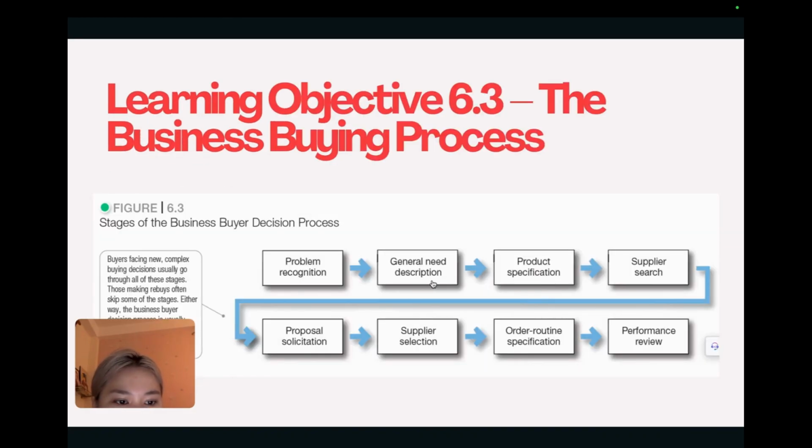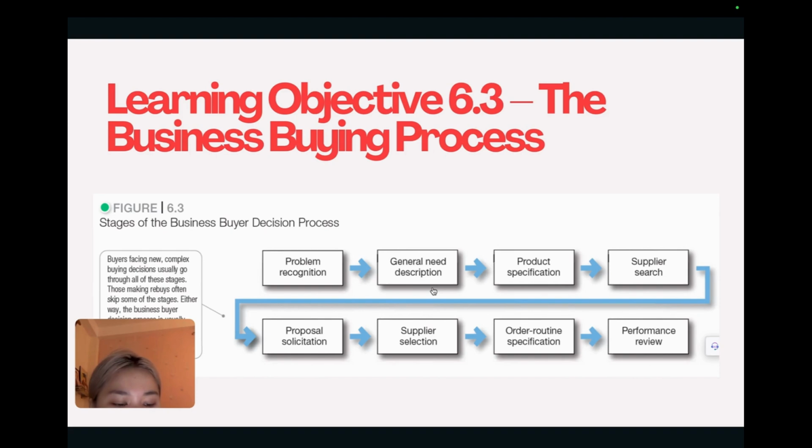The business buying process is the structured and formal decision-making process used by organizations when purchasing goods and services. Steps in the business buying process. Problem recognition. The organization recognizes a problem or need. General need description. The organization describes the general characteristics and quantity of the needed products or services. Product specification. The organization develops detailed technical specifications.